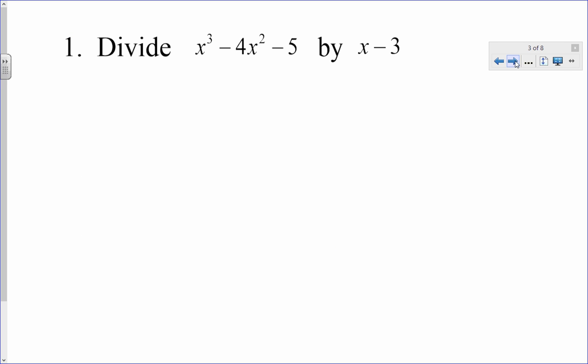So what we're going to want to do is make sure that if there is not a term for that degree power, we plug in a 0 as a placeholder. So we have an x cubed term, we have an x squared term. We don't have an x term, so right in here, we're going to put a 0x there, and then a -5. So we put the division symbol. And this works if our divisor there is x minus 3. We want to make sure we change the sign here. So if this is x minus 3, we're going to put 3 there as our divisor.